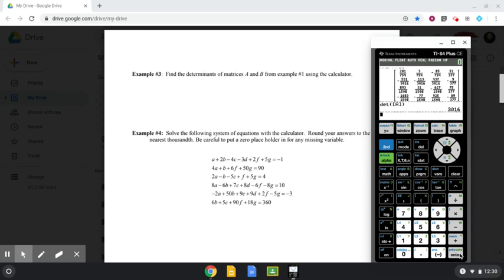So now it will actually compute that value for me without having to do much work at all. If you want to try finding the determinant of B, feel free, press pause, and when you're ready to check your answer, press play.